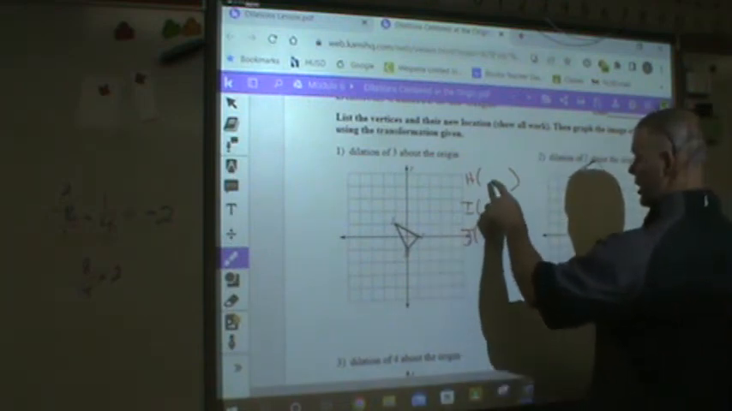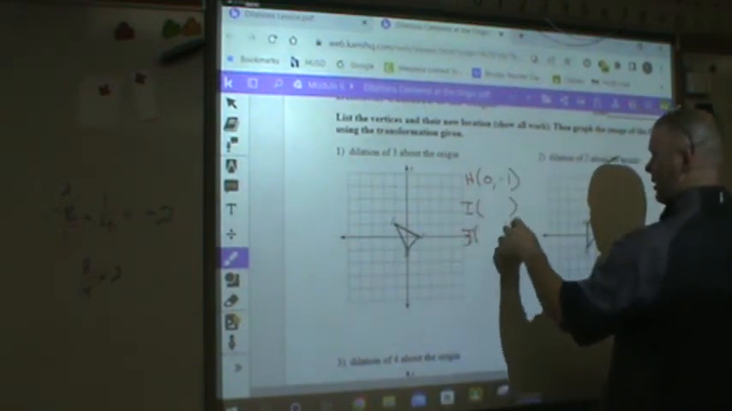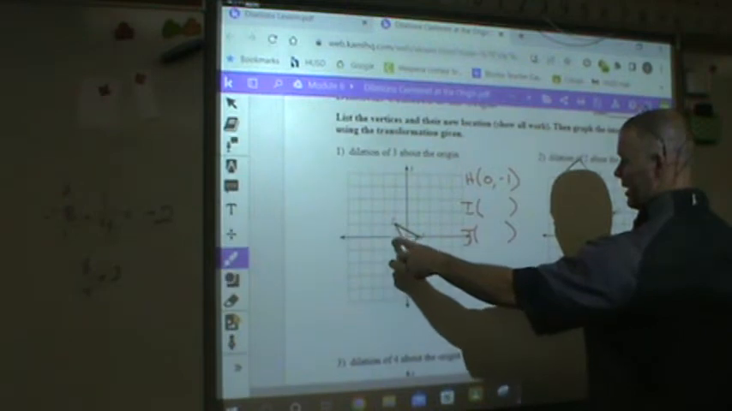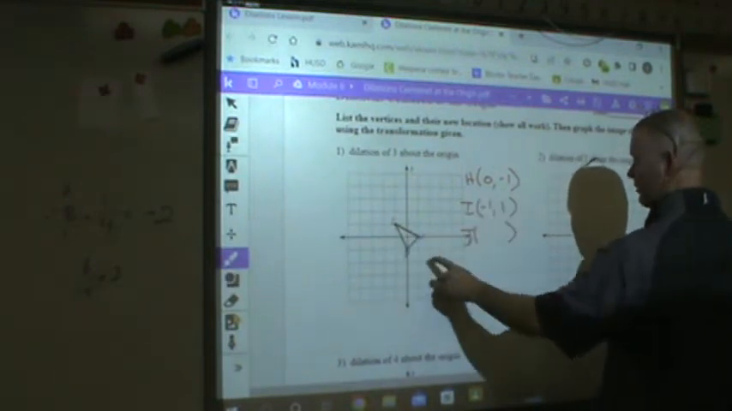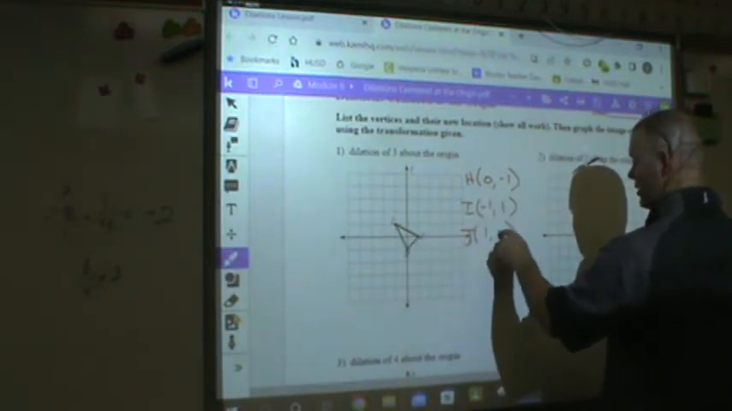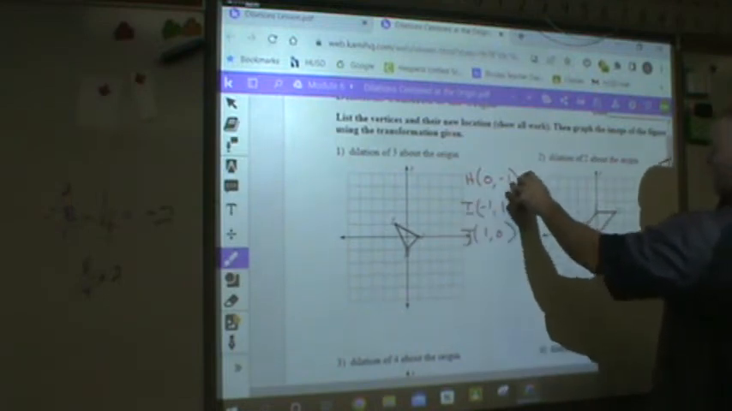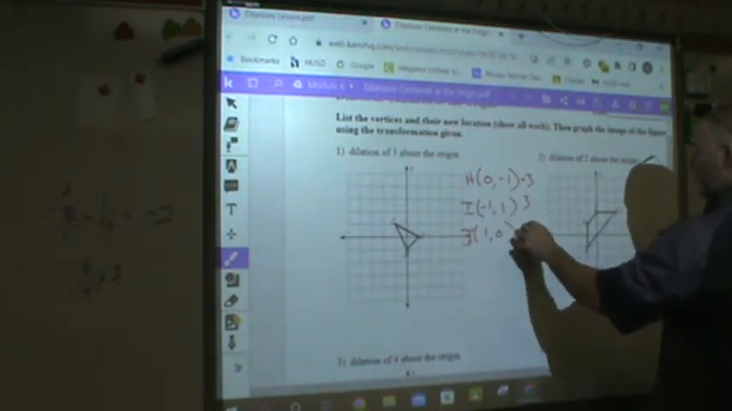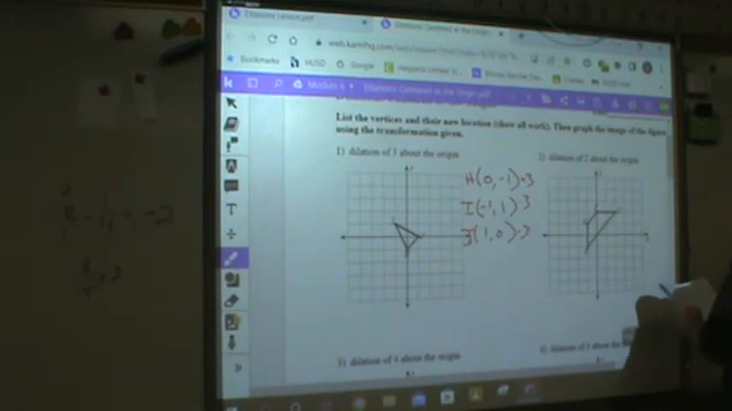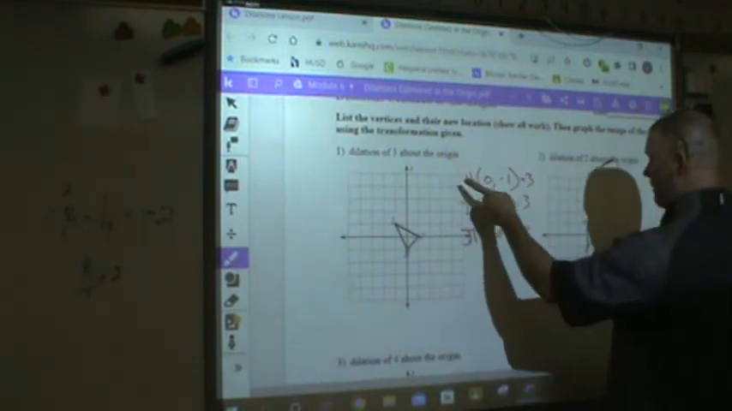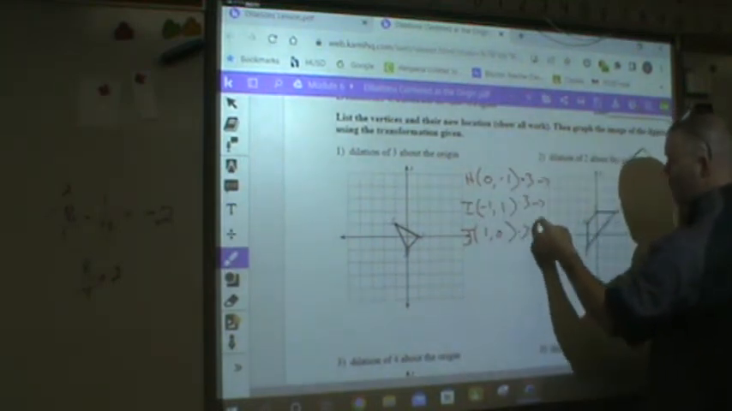But where is H? H is at 0 and -1. I is at -1 and +1. And J is at 1 and 0. This is a scale factor of 3. So everything gets multiplied by 3, right? So if everything gets multiplied by 3, where are these going to go to?